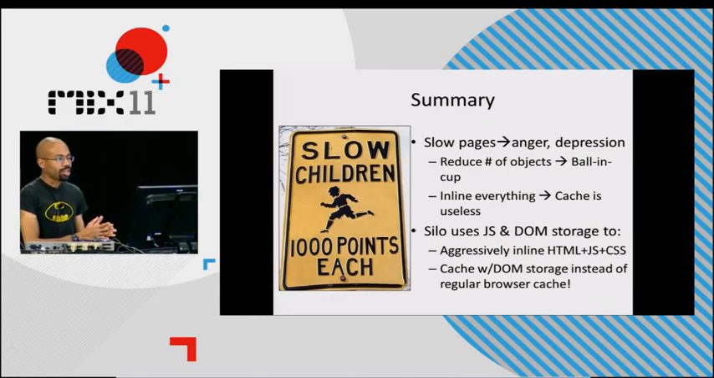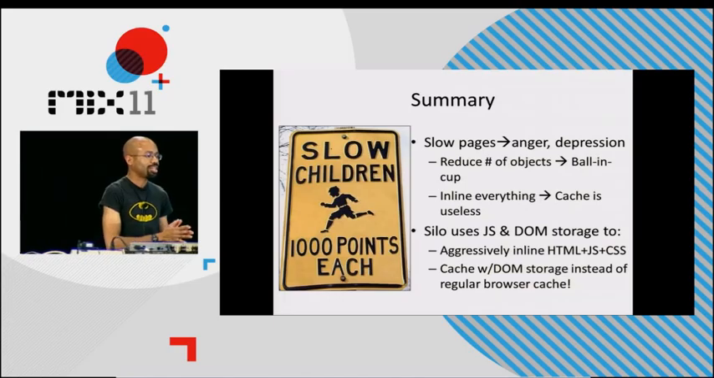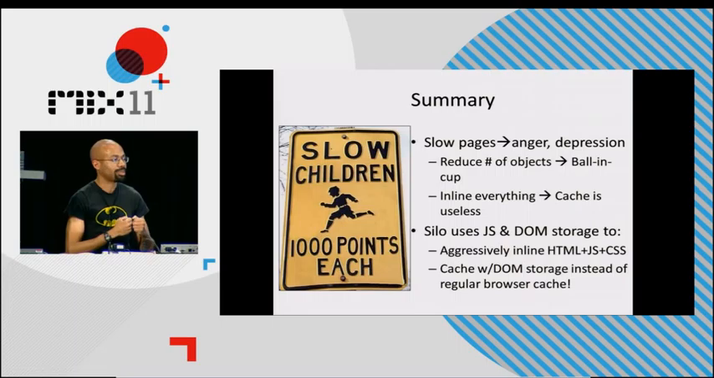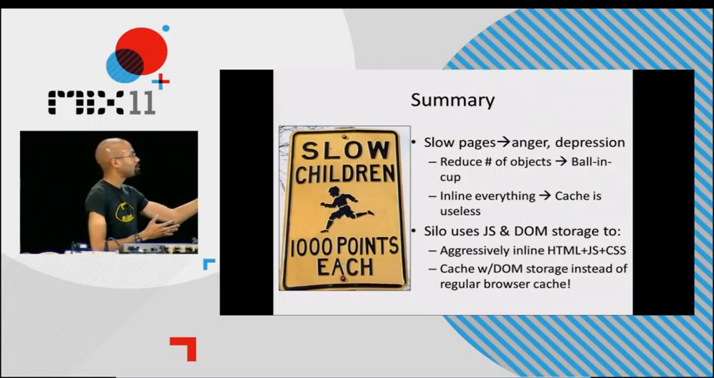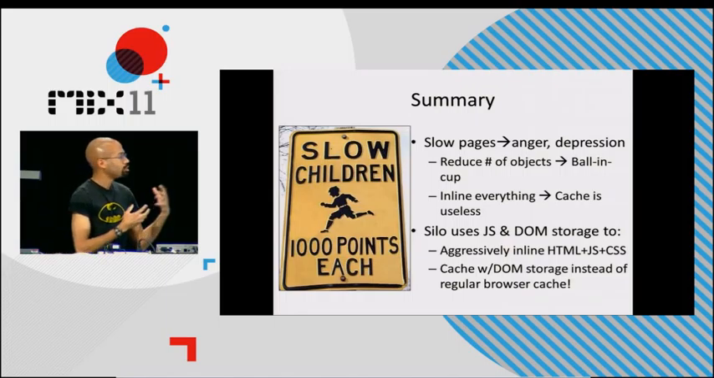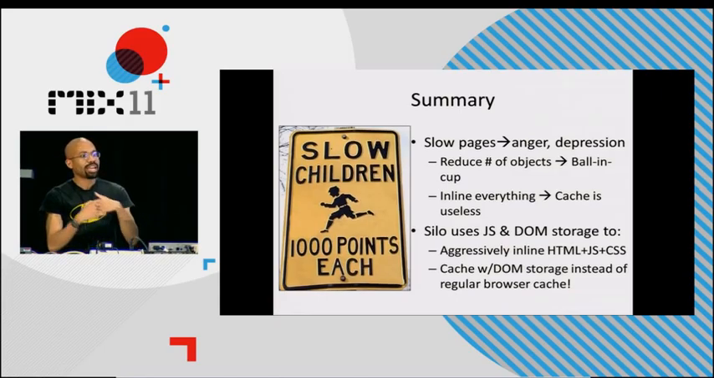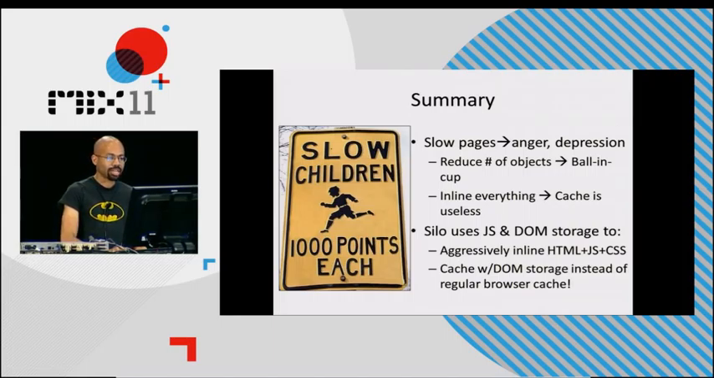So in summary, slow loading pages lead to anger, depression, and other societally undesirable outcomes. So you don't just want to reduce the number of objects in your page. This results in ball and cup syndrome. You also don't want to inline everything because then your browser cache becomes useless. So what Silo does is use JavaScript and DOM storage to aggressively inline all of your textual content. And then we use the DOM storage as an explicit cache that allows us to both aggressively inline stuff and actually restore the benefits of cacheability. So that's the Silo project, and we can take questions about that afterwards.